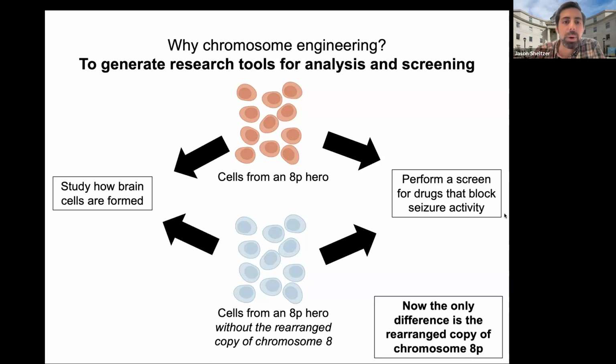So if we had a way to perform chromosome engineering to start with cells that had a rearranged copy of chromosome 8 and then eliminate that rearranged copy, this could be a very powerful tool for research and for screening.